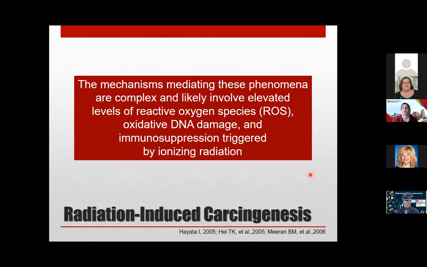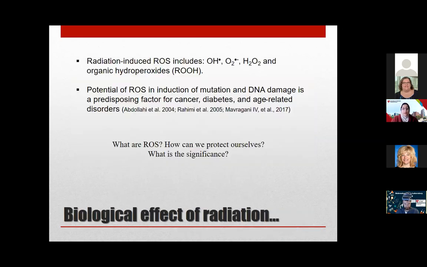So the mechanisms mediating these phenomena for radiation-induced cancer are complex and likely involve elevated levels of reactive oxygen species, DNA damage, and immunosuppression triggered by ionizing radiation. Although the mechanism mediating these phenomena is complex and incompletely understood, it is believed that production of reactive oxygen species triggered by ionizing radiation appears to play a central role.